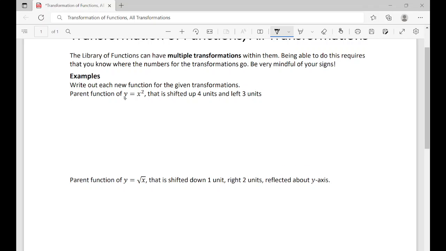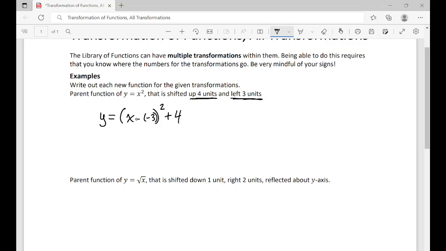We have the parent function of y equals x squared that is shifted up 4 units and left 3 units. So y equals x squared. So our new function is going to be y equals parentheses x squared. So we have, first off, left 3 units. So when something goes to the left, it's a negative. So it's going to be x minus negative 3. And up 4 units is a positive, so it's going to be plus 4.